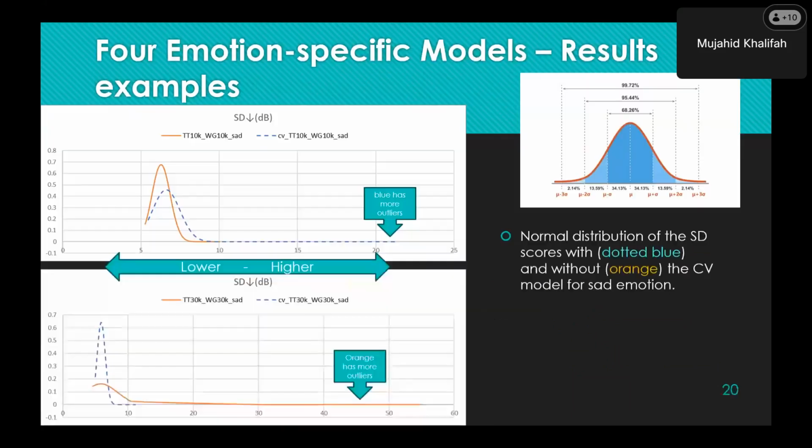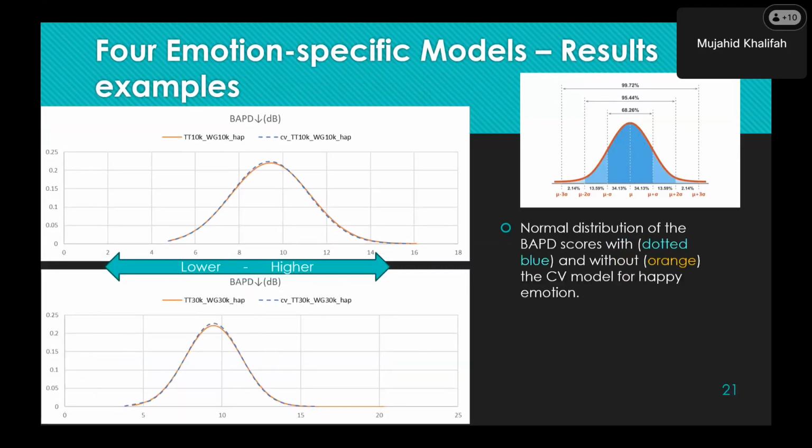Here are some examples of the results. You can see here a normal distribution of the SD scores with and without the CV model for sad emotion. The more to the left you go, the lower the score; the more to the right you go, the higher the score. And you can see here, orange has more outliers, which is the one without the CV warm start at 30,000 iterations.